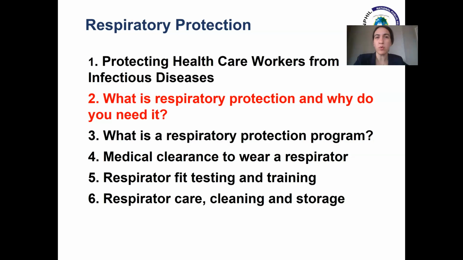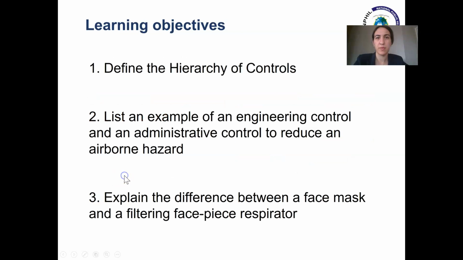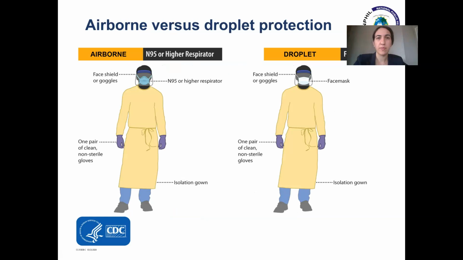We'll delve into the importance of respiratory protection. You are welcome to pause the recording at any time to review the slides in more depth. We hope that by the end of this module, you'll be able to define the hierarchy of controls, list examples of engineering and administrative controls to reduce airborne hazards, and explain the difference between a face mask and a filtering facepiece respirator.